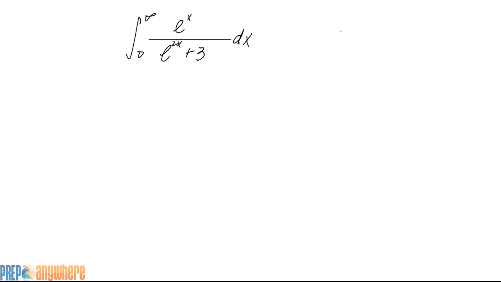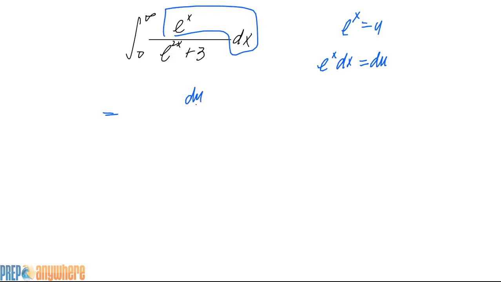So let's see what happens if I let e to the power of x equal to u. Of course, e to the power of x dx would then be du, so I can actually replace that with du, and the bottom can be replaced with u squared plus 3. So now we're dealing with the derivative of arctangent.